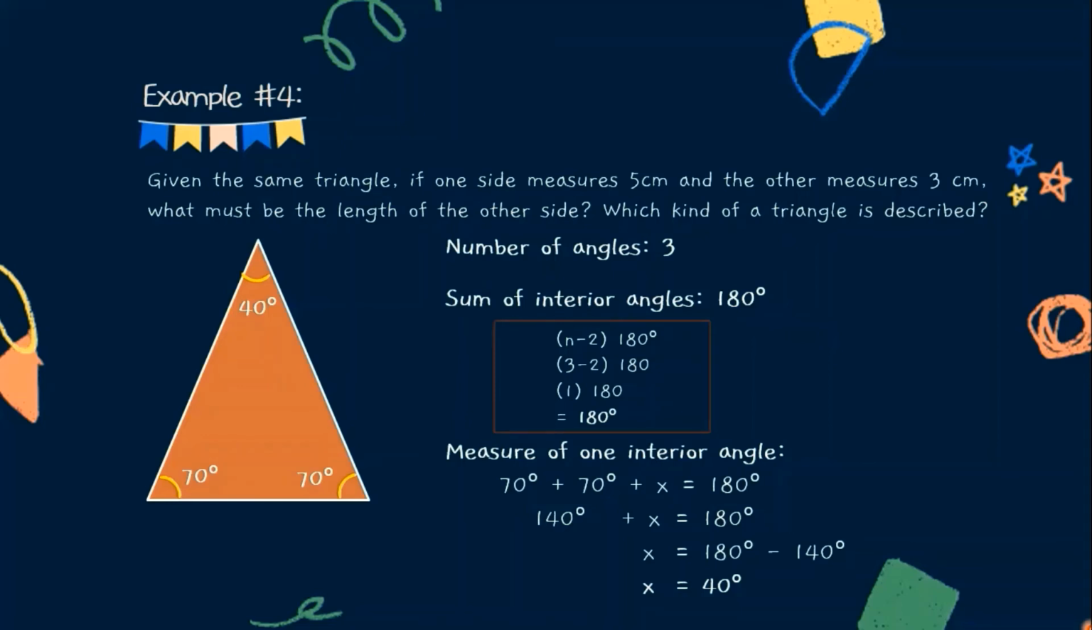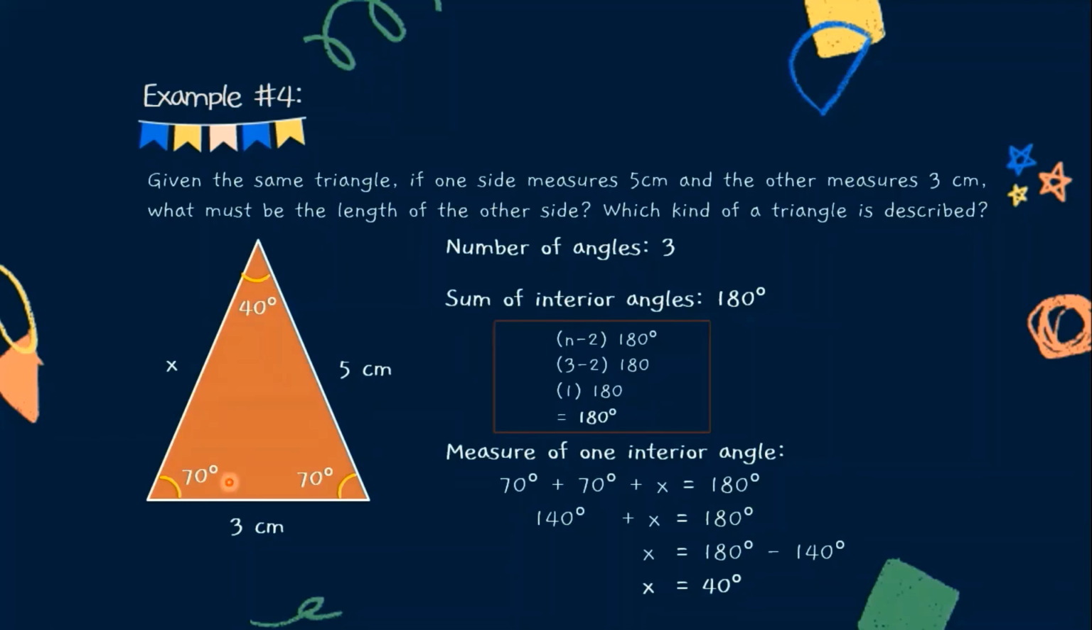For this word problem, meron tayong dalawang questions. Una, ang hinahanap naman natin ay yung missing side, length of the missing side, at yung pangalawa ay classification of a triangle. According to the word problem, one side measures 5 centimeters and the other side measures 3 centimeters. What is the measure of the missing side?